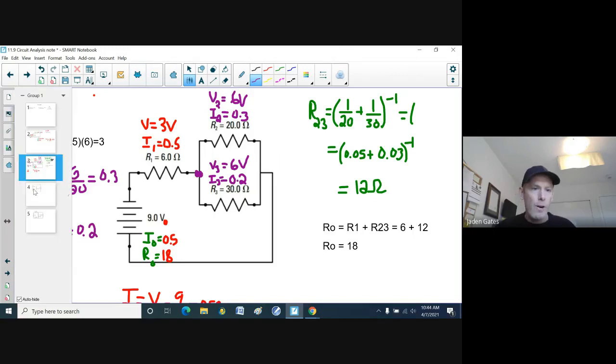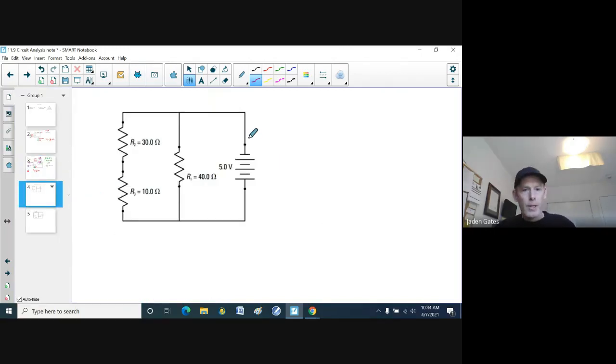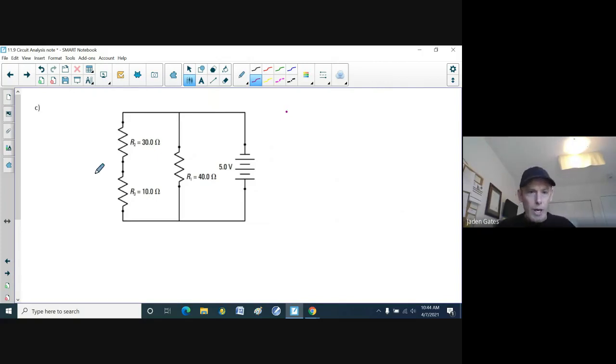All right, let's try a couple more here. Here we go. So now what do we got here? We got a series circuit inside a parallel. There's my source, 5 volts coming from the battery. So I'm going to need IO, and I'm going to need RO. I already got my VO. Again, I'm just going to write it down here. It's 5.